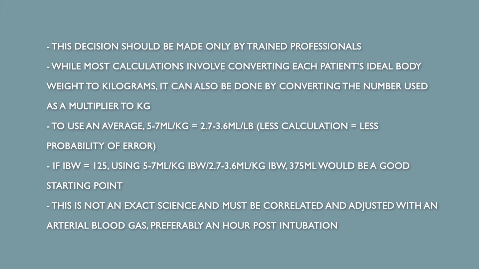So if we have a 125-pound patient using that 5 to 7 milliliters per kilogram, or 2.73 to 3.6 milliliters per pound, we multiply 125 by 3, which gives us 375. 375 milliliters is probably a good starting point for tidal volume.